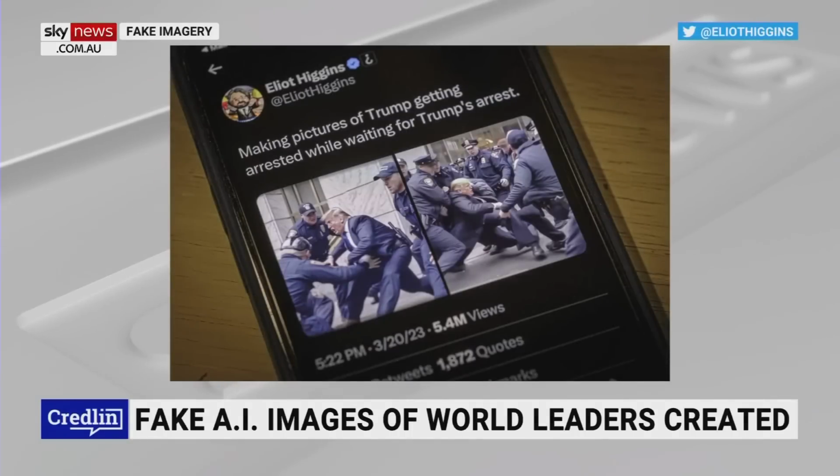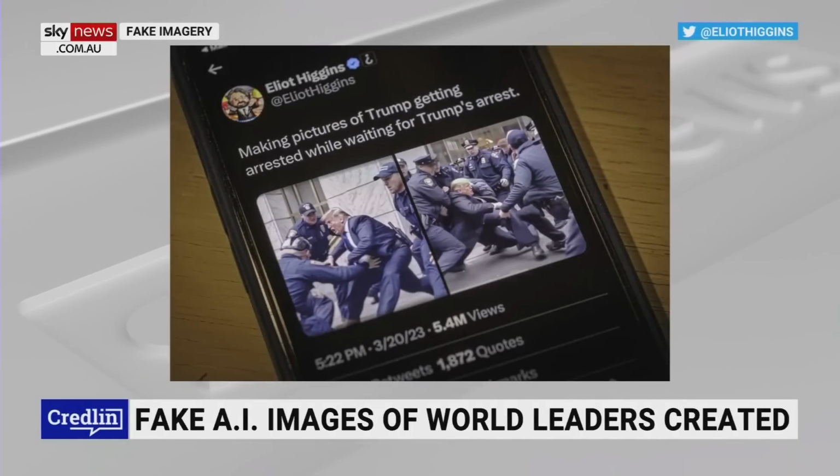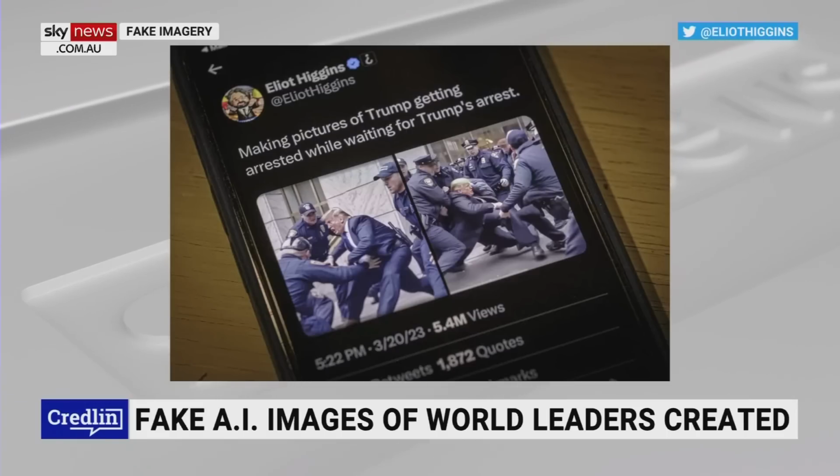Well, you'd be excused over the past few days, if you spent any time online, for thinking that in fact Donald Trump had been arrested or even that Vladimir Putin was behind bars. Photos like this one have been popping up all over social media in the wake of potential charges being laid against Trump and an arrest warrant being issued for Putin.